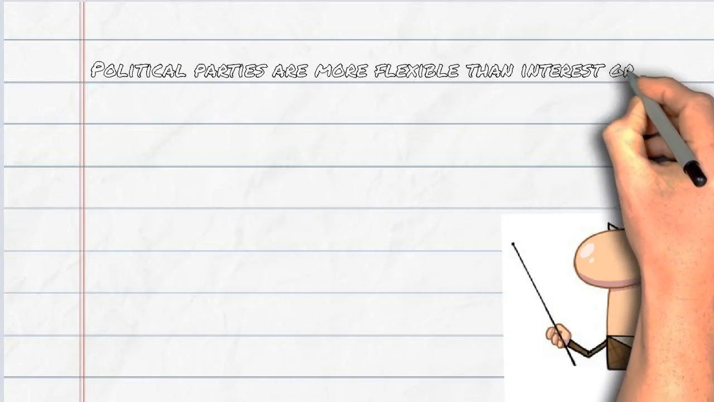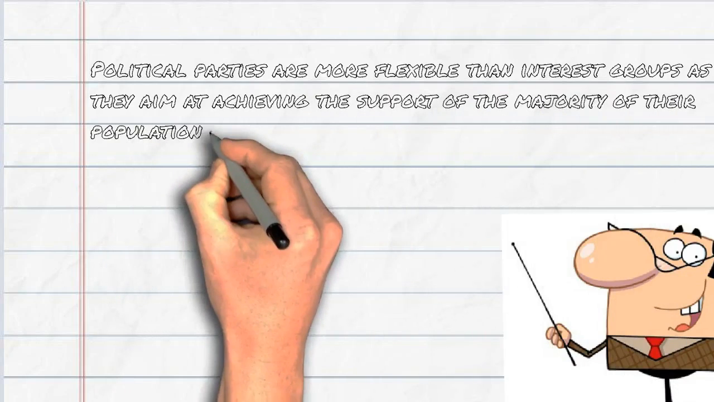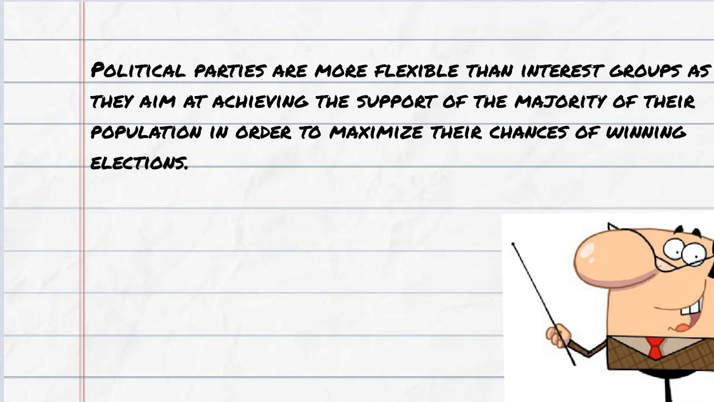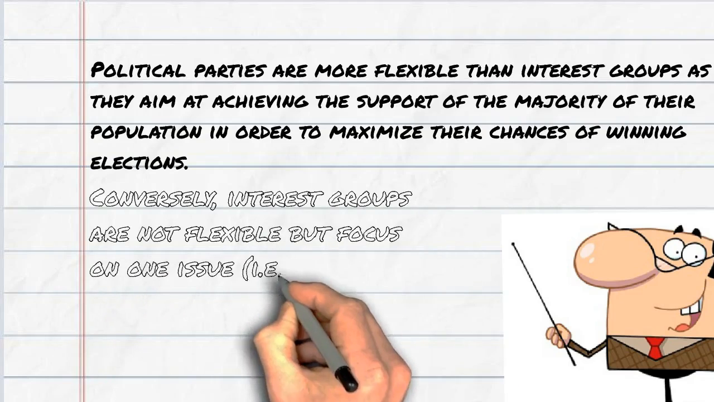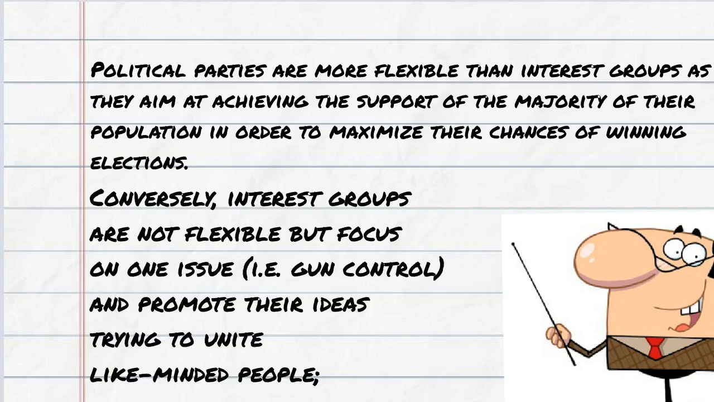Political parties are more flexible than interest groups as they aim at achieving the support of the majority of their population in order to maximize their chances of winning an election. Conversely, interest groups are not flexible but focus on one issue, for instance gun control, and promote their ideas trying to unite like-minded people.